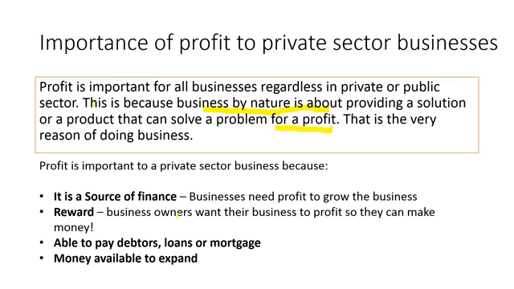So, reward. Business owners want their business to profit so they can make money and buy that beautiful car they dream of, or the house, or to expand, whatever their motives are. So that's why profit is important to private sector businesses: to be able to pay debts, loans or mortgages. Most private businesses will have mortgages or loans, and when they are making profit, they are able to pay these back. They also have money available to expend into different locations, countries, continents.